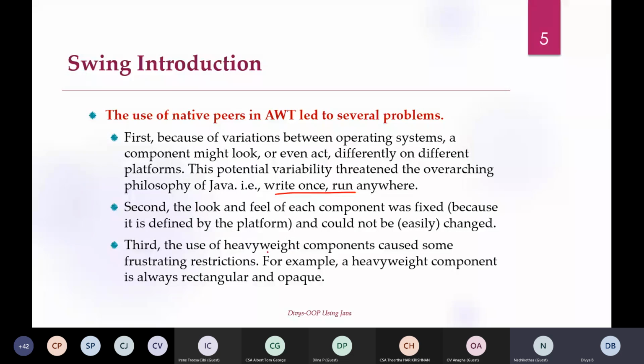The use of heavyweight components caused some frustrating restrictions, like a heavyweight component might always be rectangular and opaque. Opaque means it is not transparent. Those were some of the restrictions that were there with AWT based components.